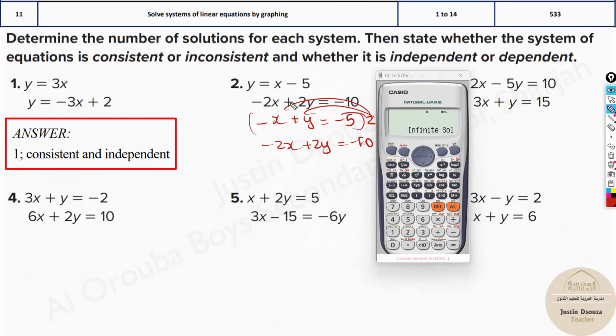Now look at these two equations. What are they? They are the same. That means they are the same line, literally the same line. So there are infinite solutions. Every point is a solution.